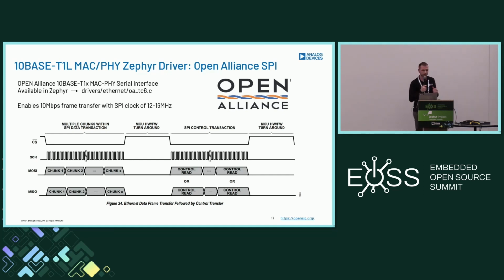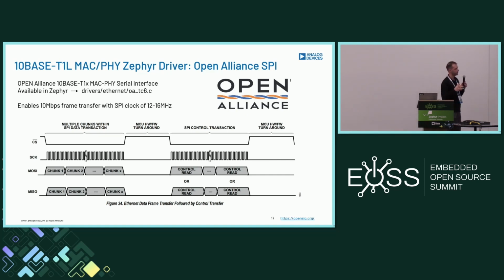So this special interest group defined a standard 10BASE-T1X MAC-PHY serial interface. T1X means that it supports both 10BASE-T1L long-range Ethernet as well as 10BASE-T1S short-range Ethernet, which is primarily used in automotive applications. The benefit of this MAC-PHY interface is that it enables full 10 megabits per second frame transfer with an SPI clock of around 12 to 16 megahertz.